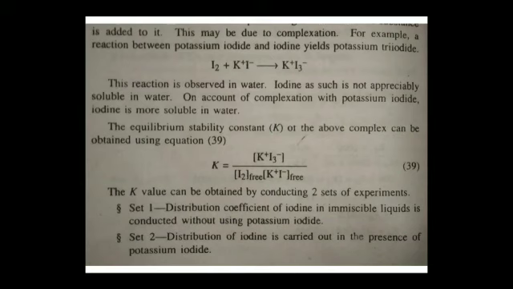The K value can be determined in two steps. In step 1, the distribution coefficient of iodine between the immiscible liquids is determined without using potassium iodide. In the second step, the distribution coefficient of iodine is determined in the presence of potassium iodide. The processing of experimental data gives the equilibrium stability constant.